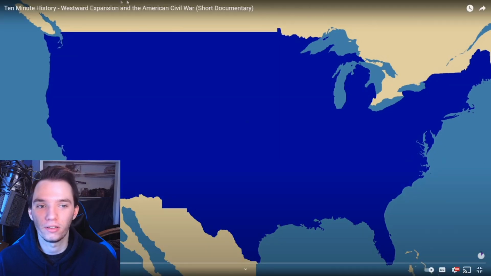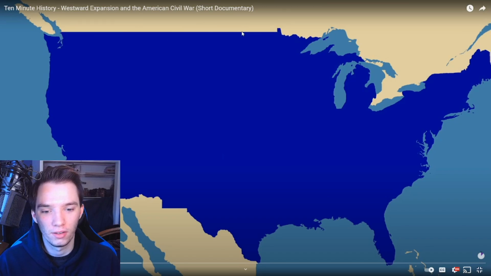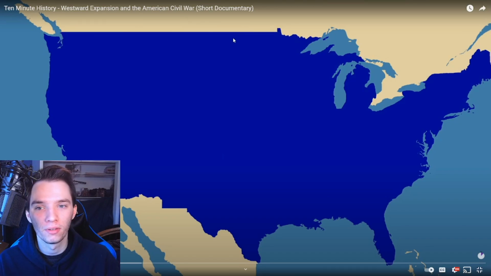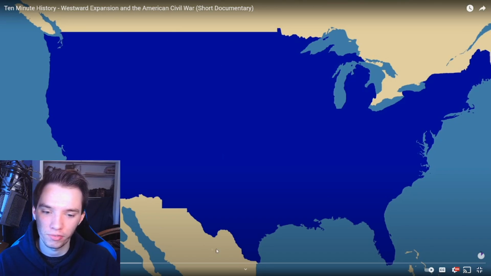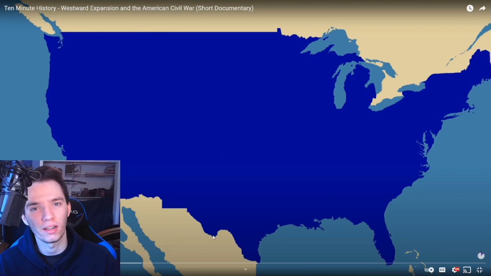Can we talk about how clean the border with Canada is, though, here? Look at that straight line. Beautiful. And then, of course, if you know the geography of the southern United States and northern Mexico, this is also a really nice, aesthetically pleasing line. Look at the clean border.